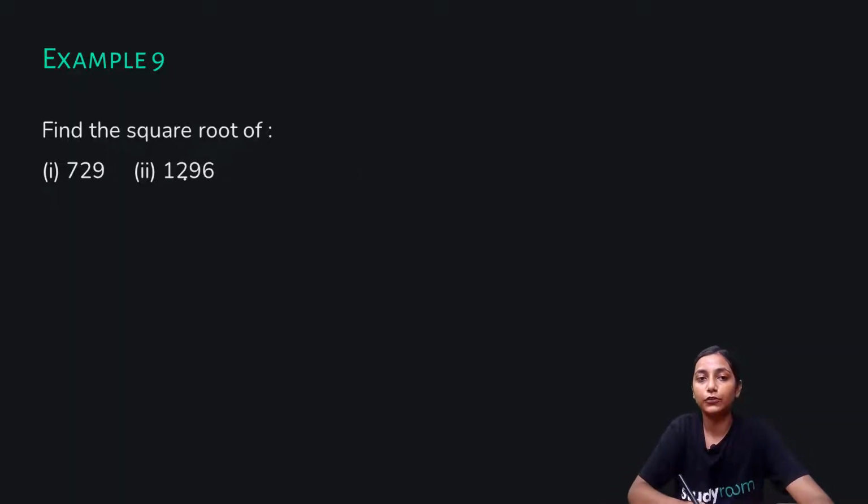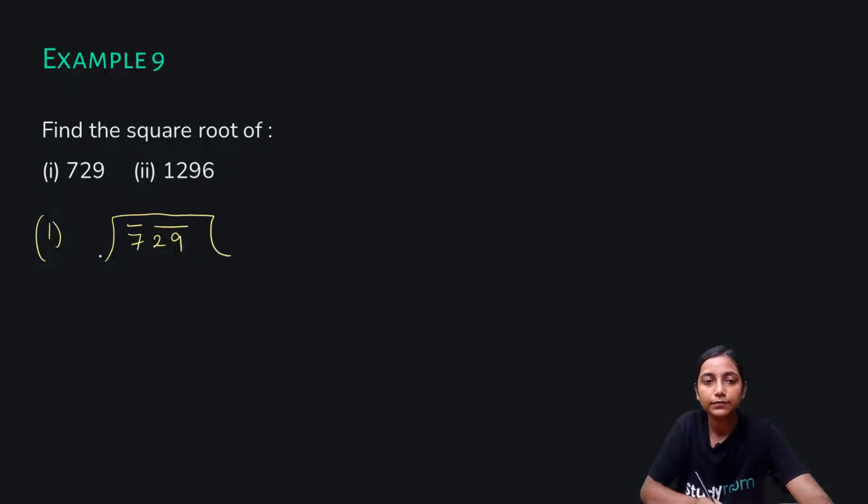Now we are going to find the square root of, first of all, 729 and then 1296. And in both of these we are going to use the long division method or the division method. I'll do the first part for you, just the same steps. 729, what was our first step? Writing the bars. Here, placing the bars. 729. Now we have this. What is this number? This is 7. Now think of a number whose square is less than or equal to 7.